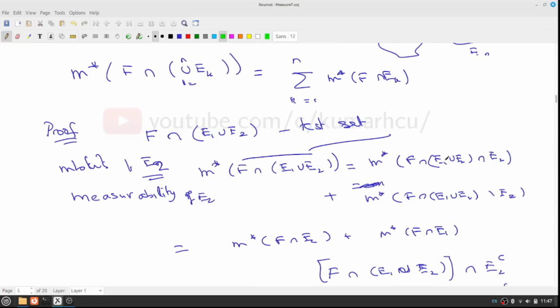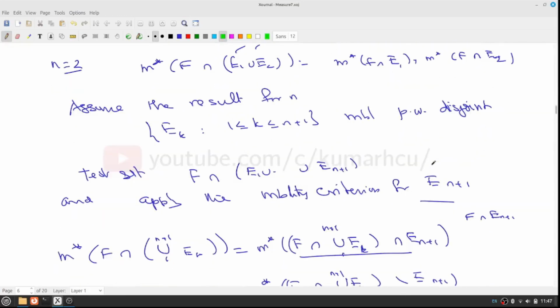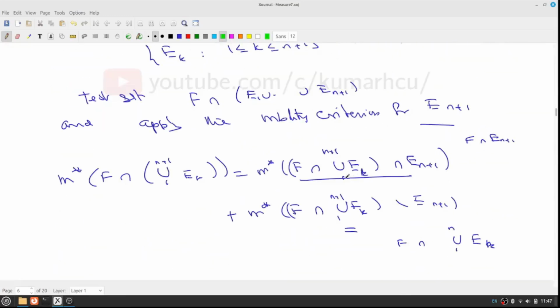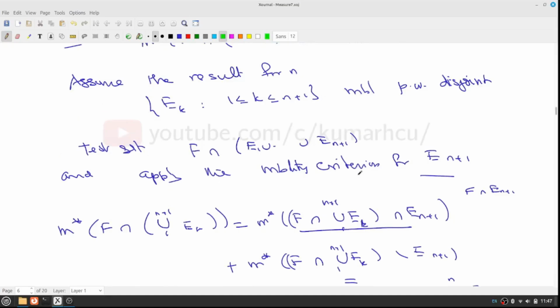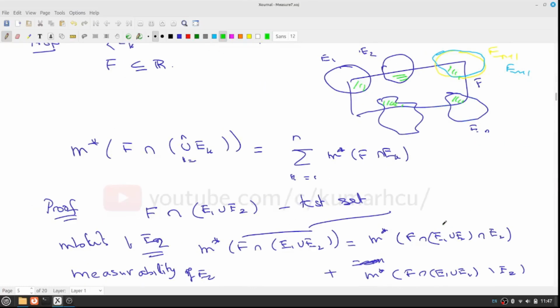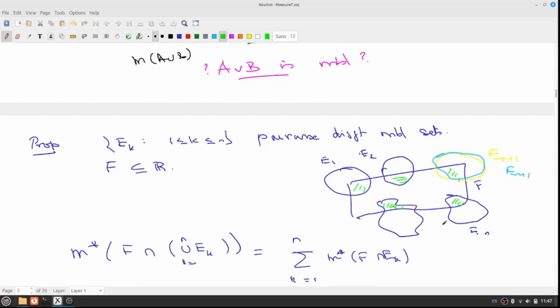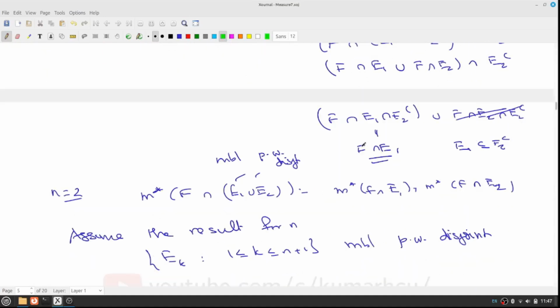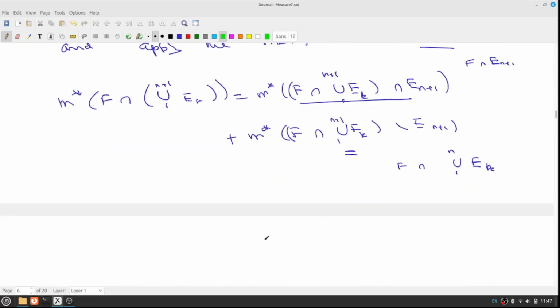So let's look at that. I am going to take F intersection E_{n+1} and take only the n+1 part. Of all these things, I have to take only the n+1 piece. Only this will remain. Similarly, take all those things and remove E_{n+1}. All these, so E_1, E_2, up to E_n, these parts will remain. So what we have is this.